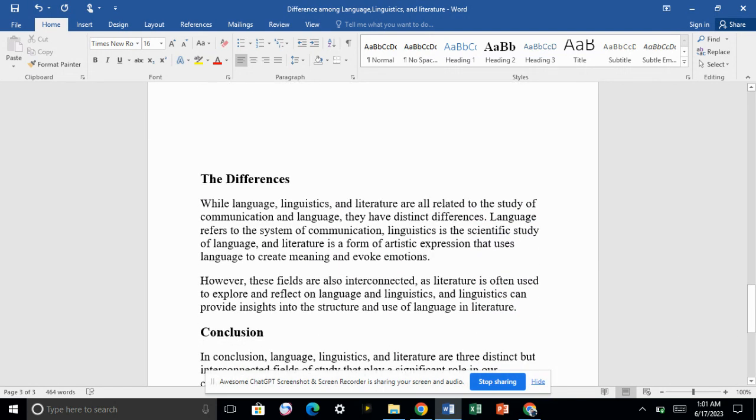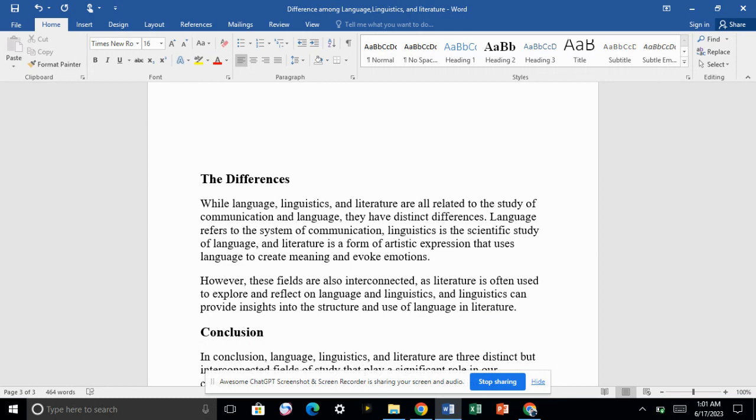Now let's come to the difference among these three topics. While language, linguistics, and literature are all related to the study of communication, they have distinct differences. Language refers to the system of communication, linguistics is the scientific study, and literature is a form of artistic expression.